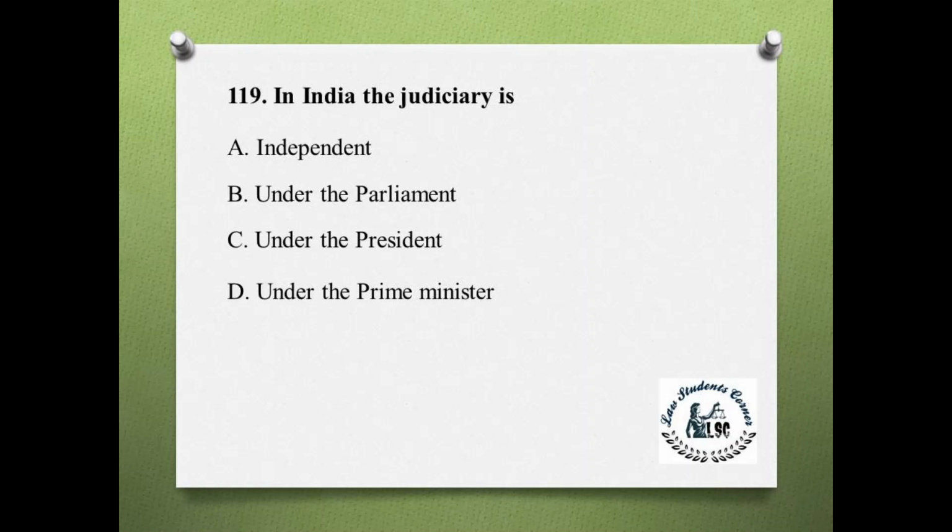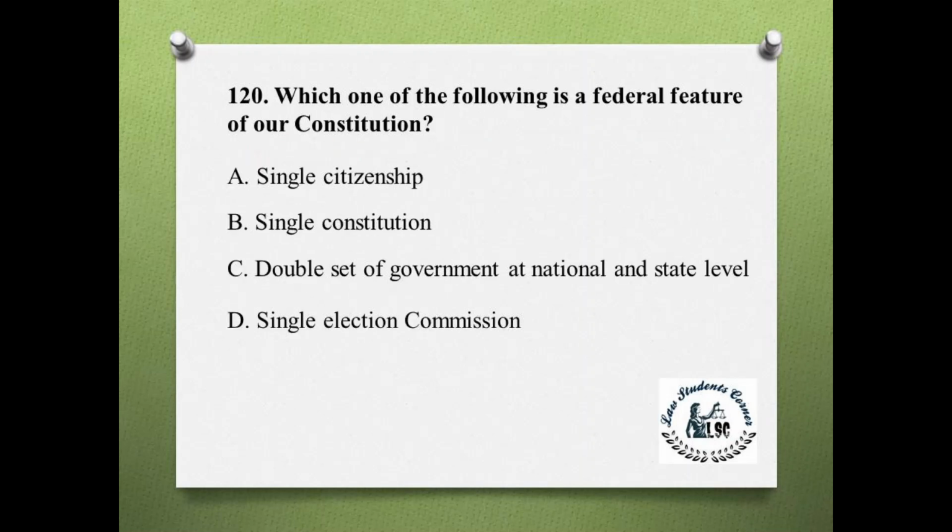Question number 119. In India, the judiciary is option A. independent, option B. under the parliament, option C. under the president, option D. under the prime minister. Correct answer is option A. independent. Question number 120. Which one of the following is a federal feature of our constitution?